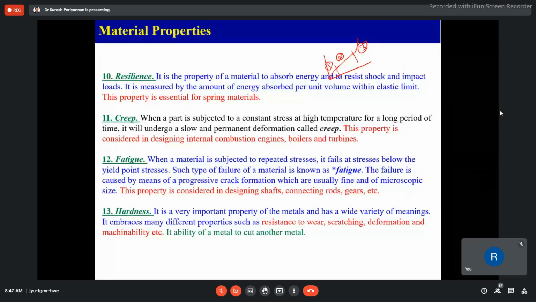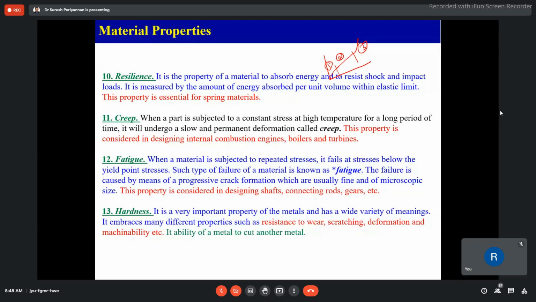So creep and fatigue. What do you mean by fatigue? Fatigue is when a component is subjected to repeated stresses, compressive and tensile, or else a fluctuating stress, you may say. That is fatigue behavior. But fatigue failure occurs at stresses below the yield point stress, right? Fatigue is nothing but compressive and tensile, for example, a cyclic load acting on the component. Even with a cyclic load acting, the component is going to fail.